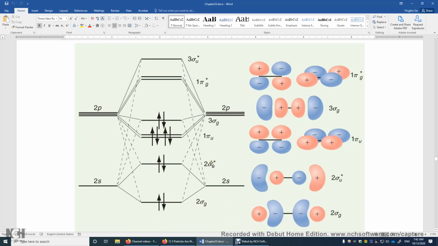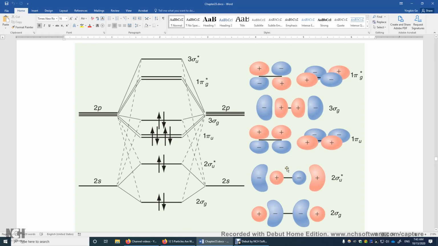What about sigma u star and sigma u star? They also interact with each other. That will bump this down and bump this up. But again, the interaction between this 2 sigma u star and 3 sigma u star does not change the order of the energies of the MOs, so we don't care about that too much. Really, it's the interaction between 2 sigma g and 3 sigma g that changes the order of the MOs.